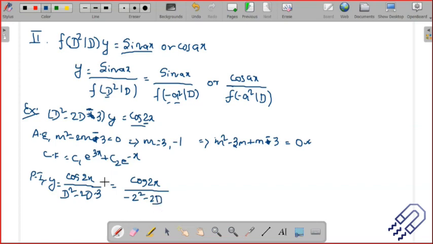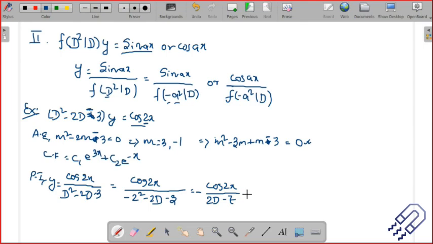Minus of 2D. Most of the time students make this mistake. In place of D also they take 2, but that's not true when you are dealing with a function of sine x or cos x. So this will be minus of 2D, and then minus of 3. So I get cos of 2x divided by minus 2 whole square, that is minus 4 minus 3. I can take the minus sign common and write it as 2D minus 7, right? 4 and 3 is 7, yes, it's correct.